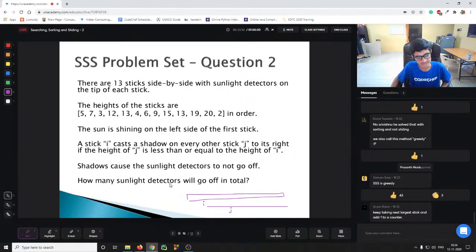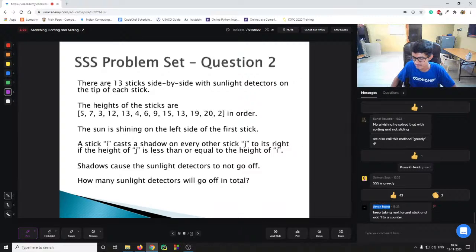So if a shadow is cast on a stick, that would mean that the sunlight detector won't go off. So how many sunlight detectors will go off in total? So this is the problem statement, and I hope everyone got the problem statement.